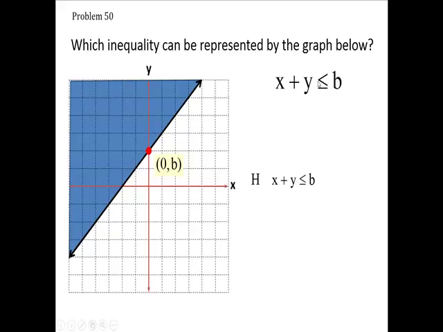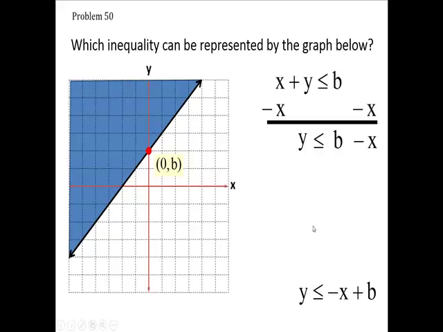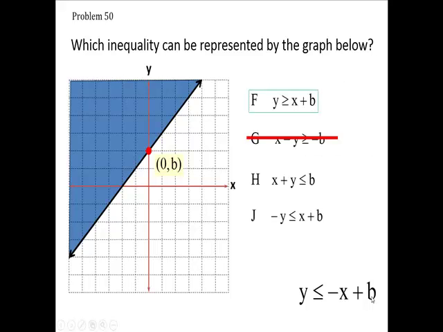Okay? We know f is right, but what's wrong with h? What's wrong with this? Solve this for y. We're going to get rid of the x. So y is less than b minus x, or y is less than negative x plus b. Here are our 4 examples. I should have y is greater than x. Here I have y is less than negative x plus b. It should be a greater than sign and an x. So we throw out h.